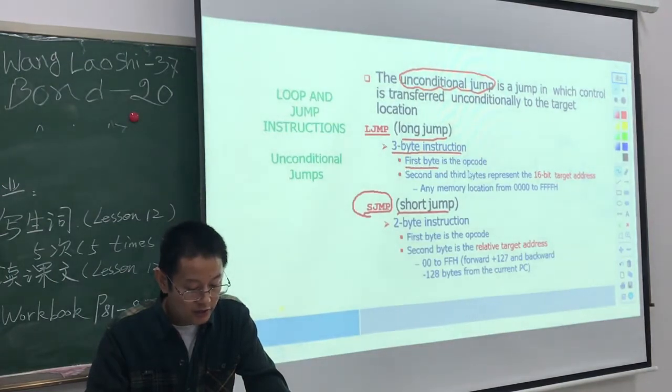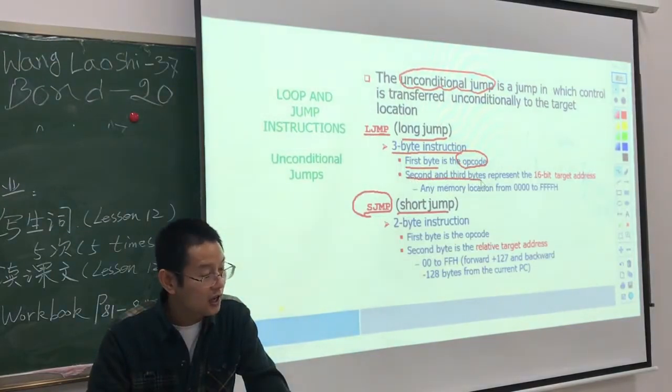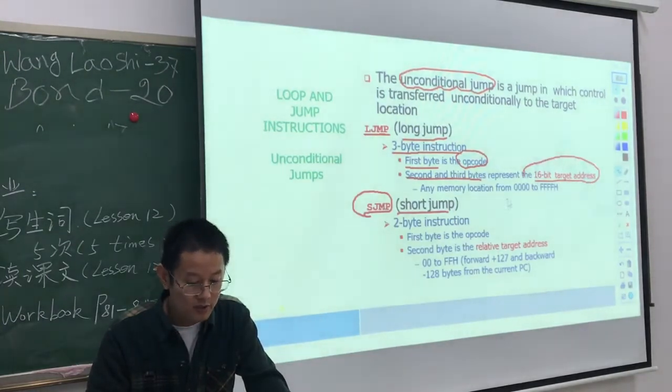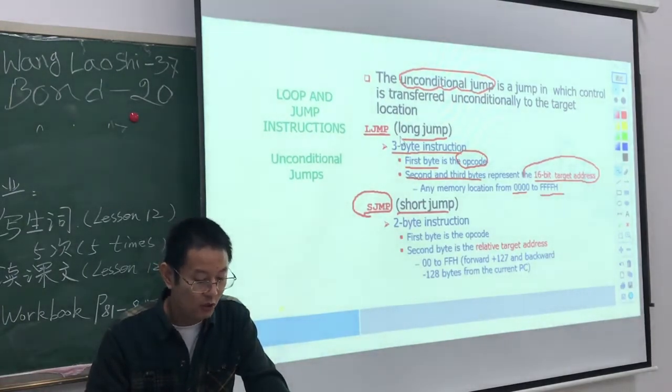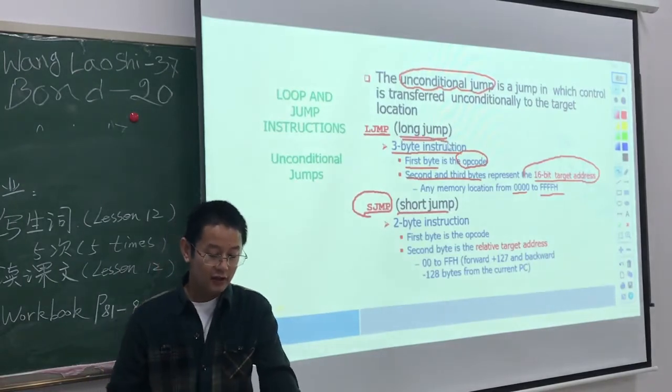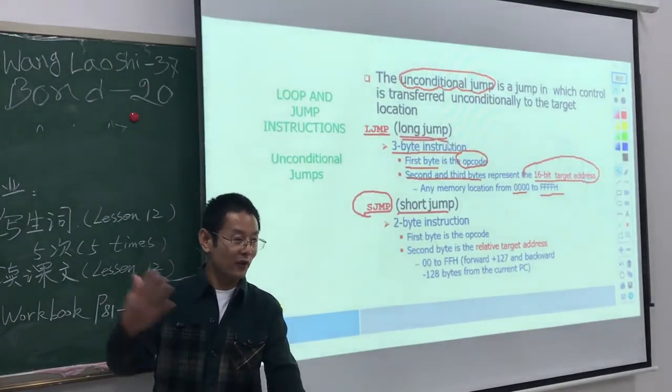Long jump has a 3 byte instruction. The first byte is the opcode, LJMP. The second and third bytes are the address, a 16-bit address, which means from 0 to FFFFH. Which means long jump can jump far away.